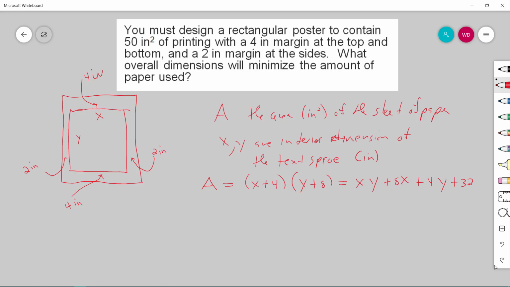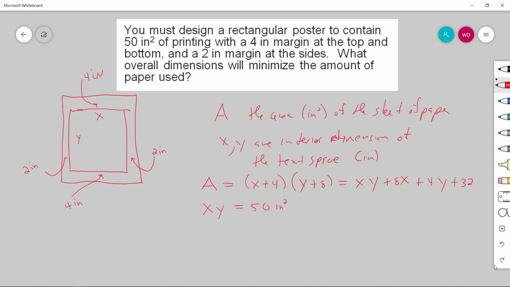But I have a restriction that the amount of space for my type has to be 50 square inches. So that means that x times y, the rectangle inside, has to be at least 50, and let's make it be 50 so we use as much space as possible. And that'll be in square inches.